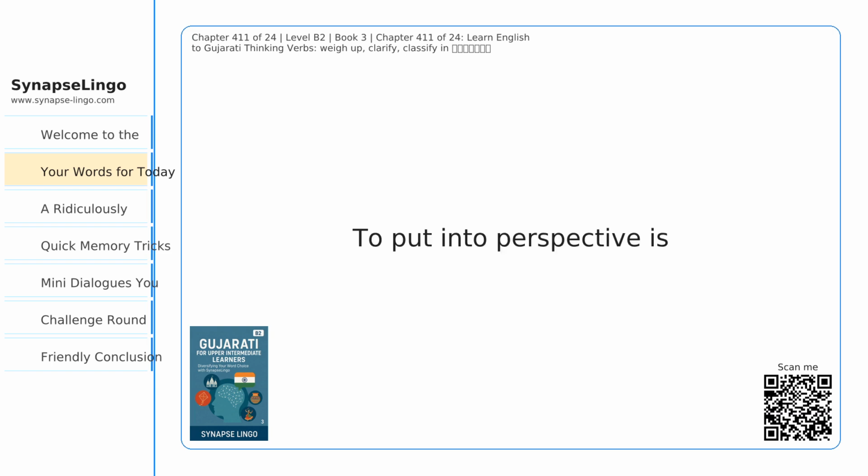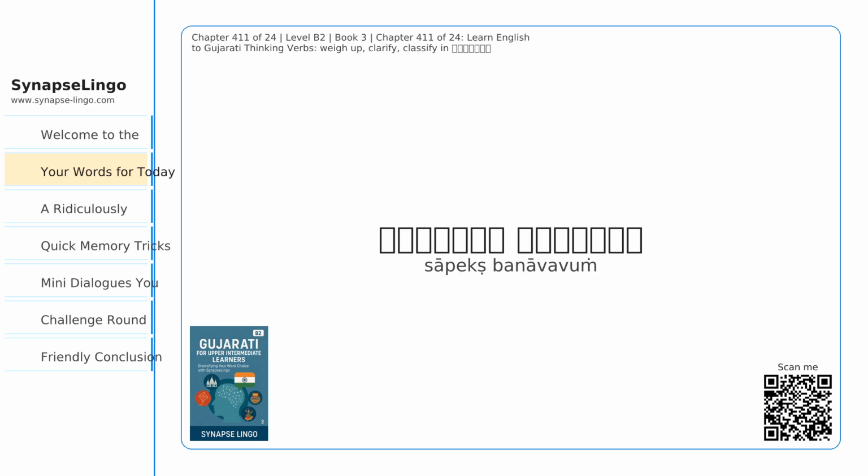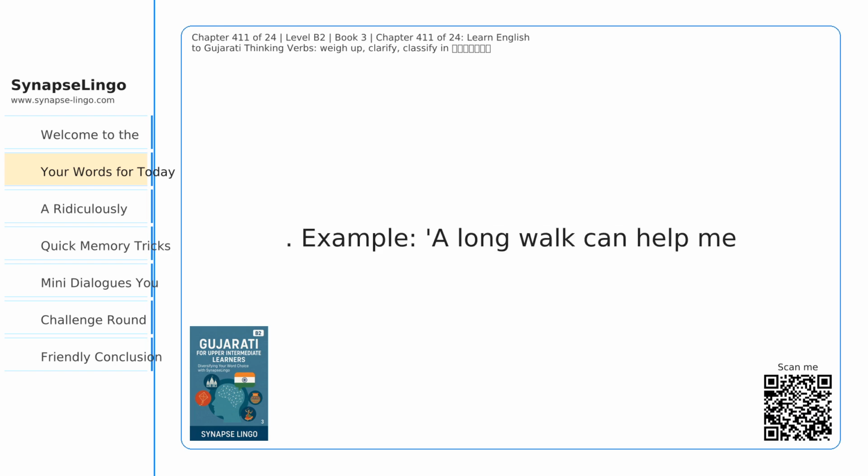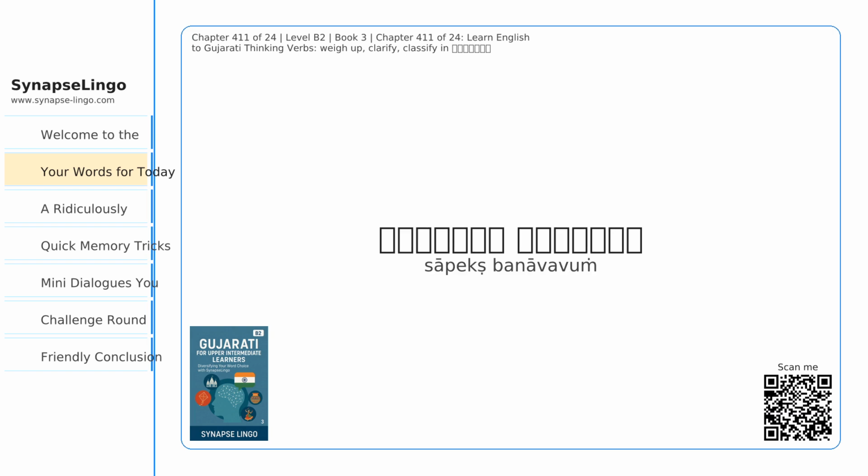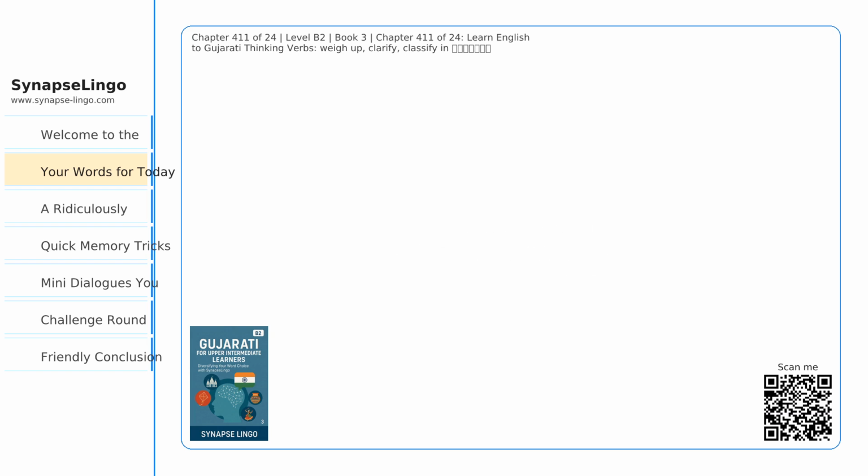To put into perspective is સાપેક્ષ બનાવવું. Example. A long walk can help me સાપેક્ષ બનાવવું my worries. To substantiate is સમર્થન આપવું. Example. You need facts to સમર્થન આપવું your argument.